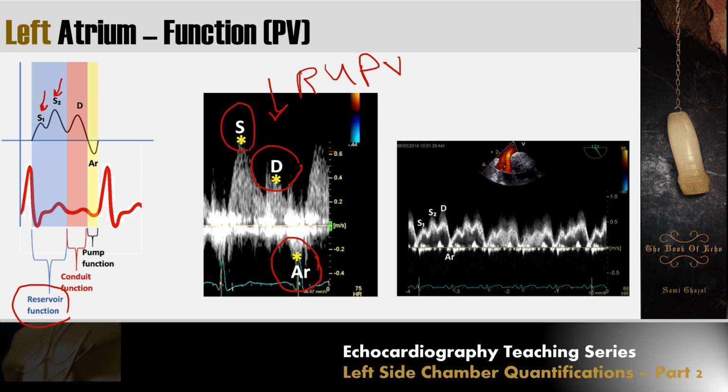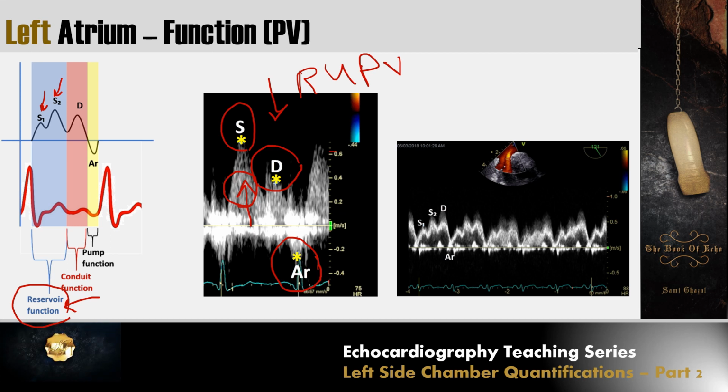during systole, the left atrium is still receiving blood from the pulmonary veins. So this is the flow going from the pulmonary vein to the left atrium, and the left atrium will receive and store the blood within.